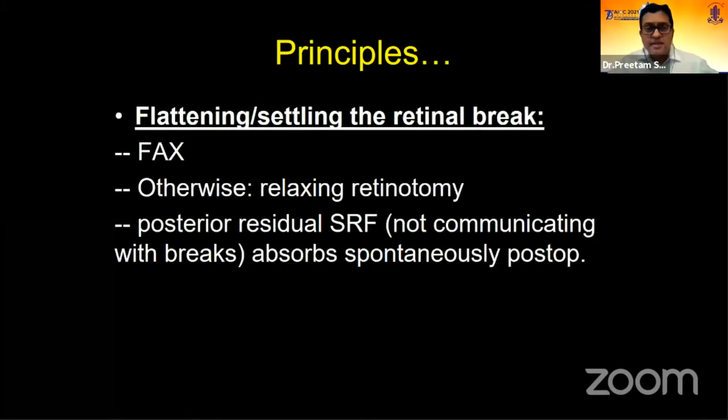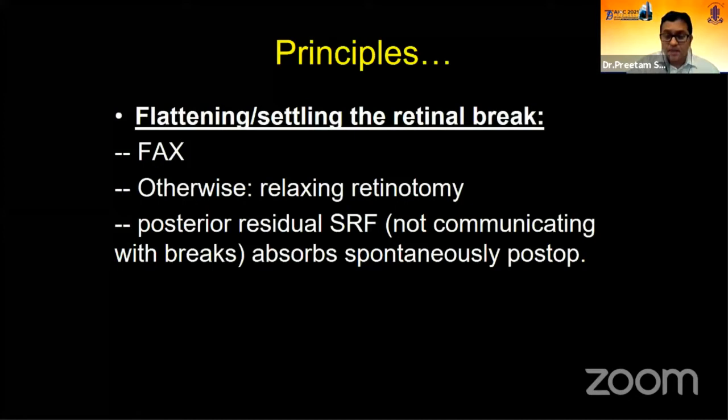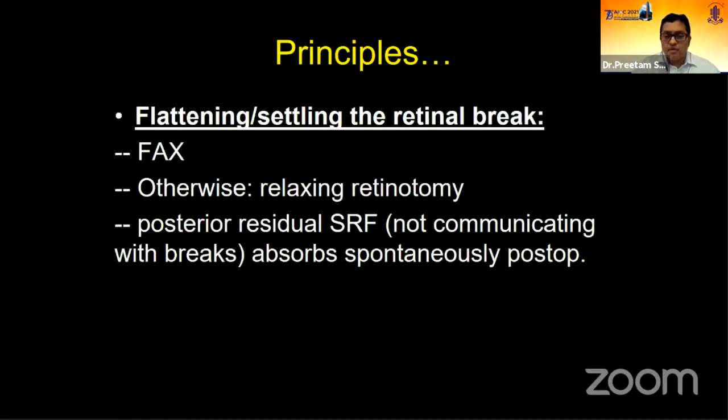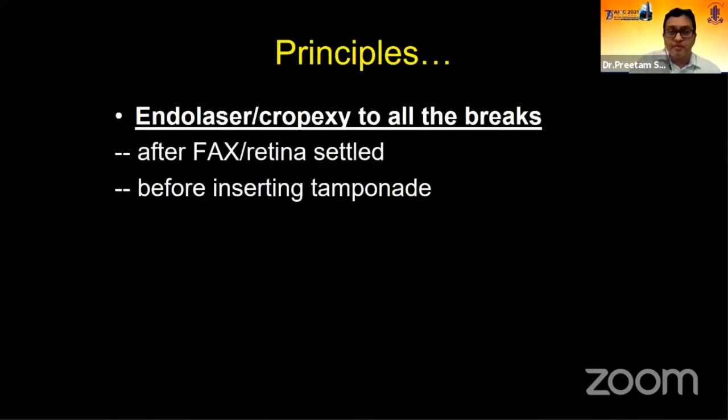The next principle is making sure that the retina settles. So flattening and settling the retinal break is important at the end of fluid air exchange. If the retina is intrinsically contracted, then no matter how much membrane peeling and PVR you've removed, it does not settle. One of the indications of it not settling is that you could be having subretinal air. In that situation, you may have to resort to a relaxing retinotomy. One must remember that having a little bit of a pocket of posterior residual SRF is not much of a concern, because if your breaks are flat, then that residual SRF will absorb consequentially in the post-operative period.